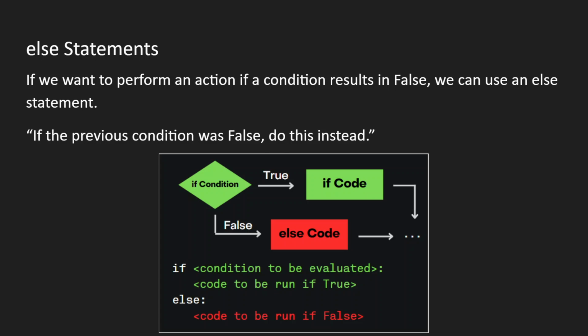If we want to perform an action if a condition results in false, then we can use an else statement. So this essentially says that if the previous condition was false, then do this instead.